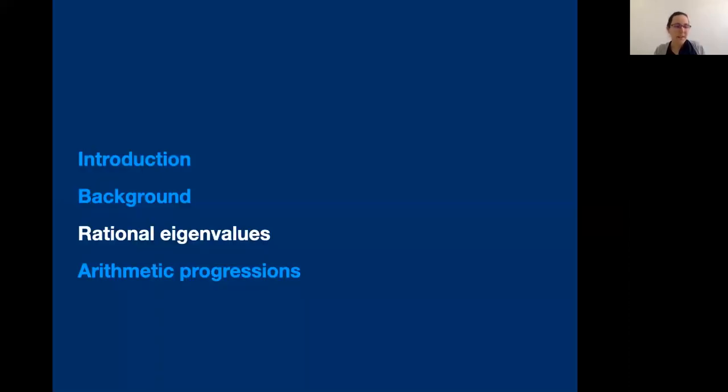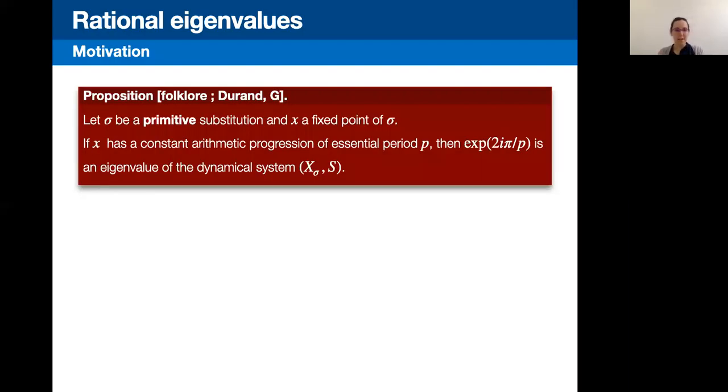Okay, so the third part of this talk is devoted to the rational eigenvalues of the dynamical system. Our motivation is the following result that was already known, but we didn't find an explicit proof. It asserts that for a primitive substitution with fixed point x, if we have a constant arithmetic progression in x with essential period p, then p is the denominator of an eigenvalue associated to the dynamical system (X, sigma, S).